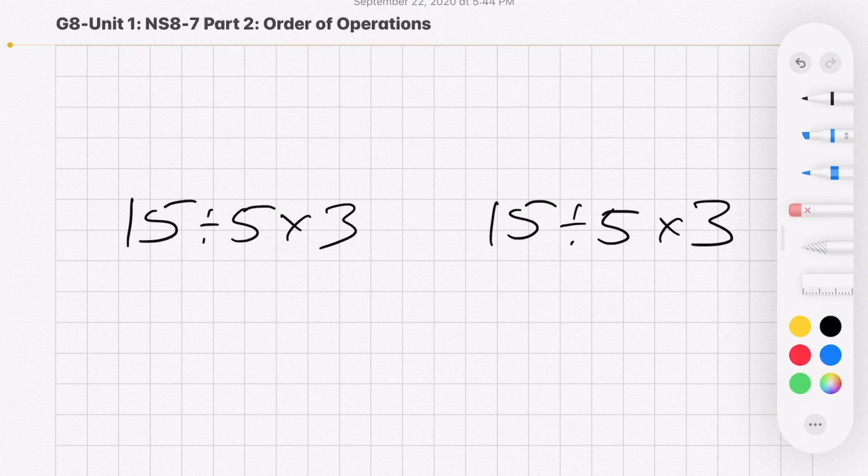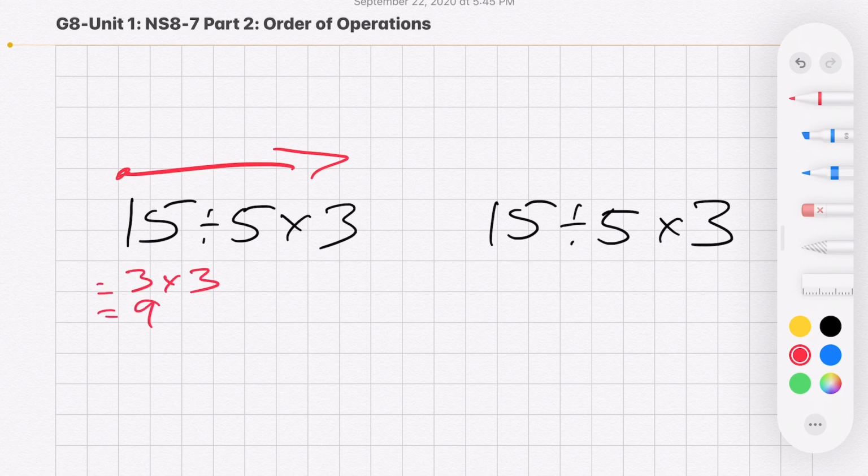Okay, so continuing on with order of operations, I have 15 divided by 5 times 3. I just want you to pause the video and see how you can get 9 as an answer and how you can get 1 as an answer. Okay, so using the same rule as you did for addition and subtraction, if there are no brackets, we start from the left and we move to the right. So I have 15 divided by 5, which is 3, times 3, which is going to be equal to 9.